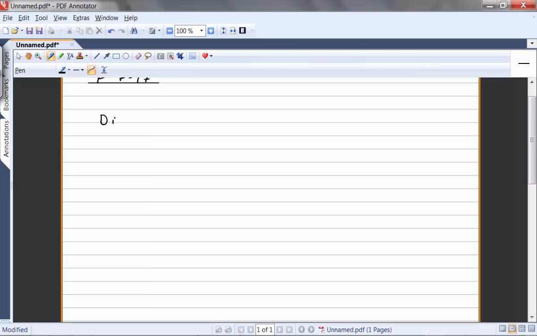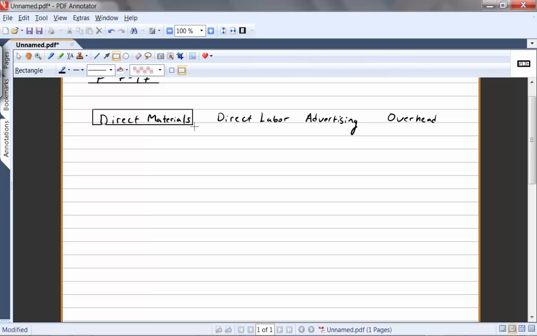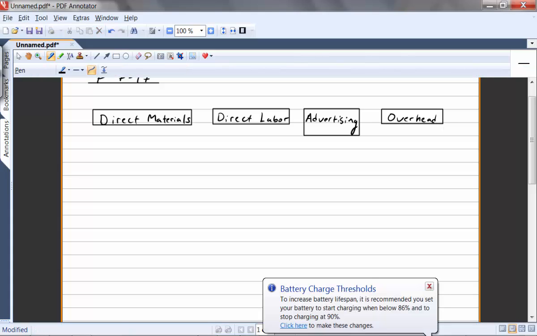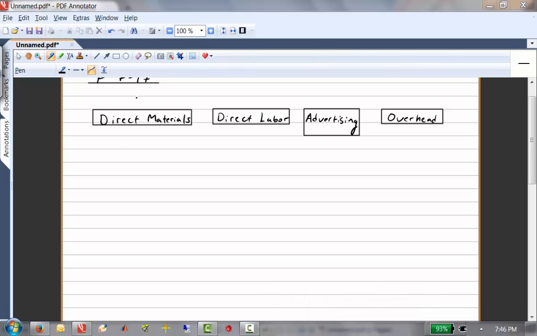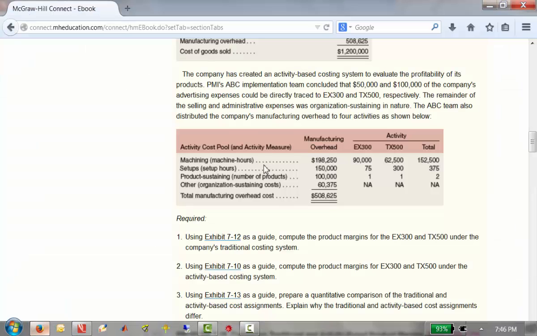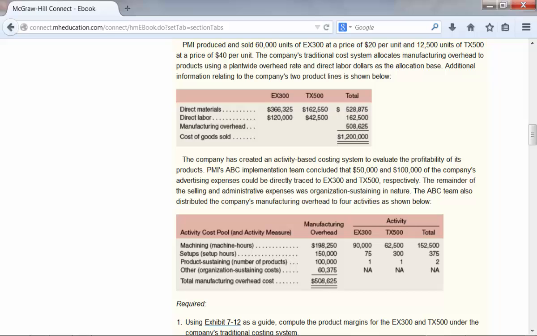So in this particular example here, we have our direct materials, we have our direct labor, we have our advertising, and we have our overhead. And I'm going to put boxes around these guys. Now, battery charge. Am I low on battery? No, I'm plugged in. Alright, so the direct materials in this problem were what? 528875.